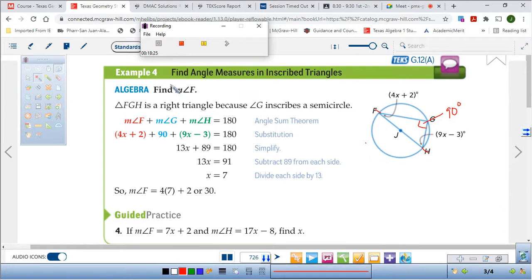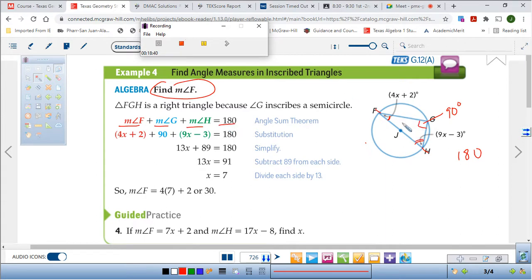Let's see. They're saying to find the measure of angle F. Well, what do I know about these three angles? There's this one angle, this two angle, and this three angle. All three angles add up to 180, right? So we can add them all up. And that's what the book says: add all three angles up to equal 180.